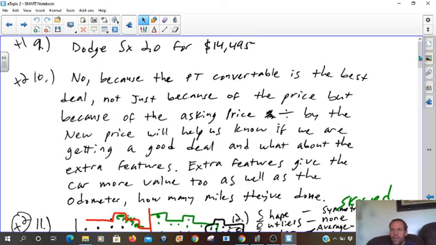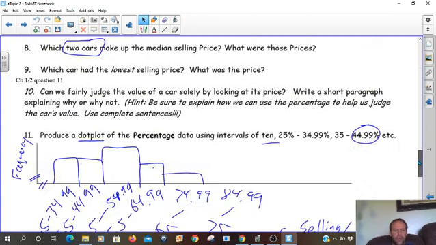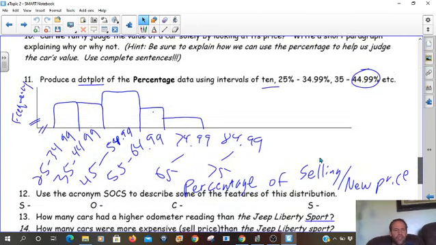Nice. Okay, there we go. So then using our dot plots, you're doing 25% or 0.25 to 0.3499 or 34.99%. You're going to carry that all the way to 75 to 84.99 and so forth. Then you're going to describe the data using SOCS.